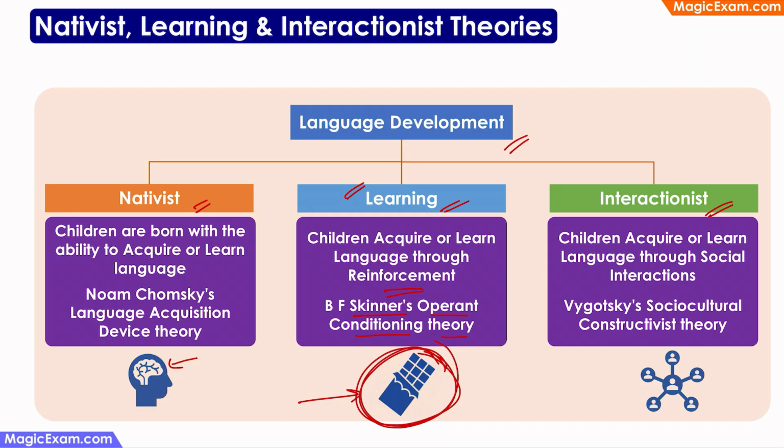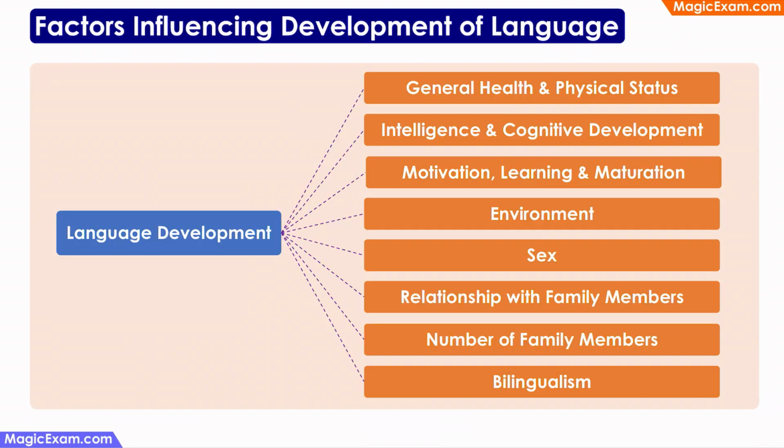Moving on to the interactionist theory, this is where Vygotsky's socio-cultural constructivist theory comes into place, because he says that children acquire or learn new languages through social interactions. So don't worry about all these three theories. We will cover them in detail in the next few slides. Let us take a quick look at the factors influencing the development of languages.